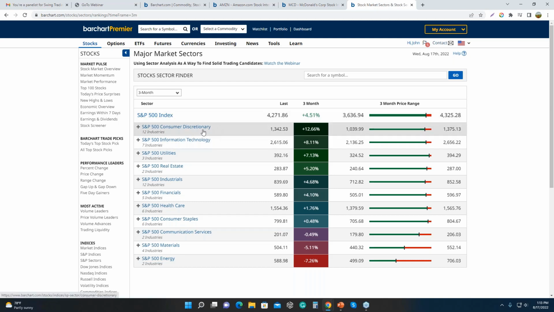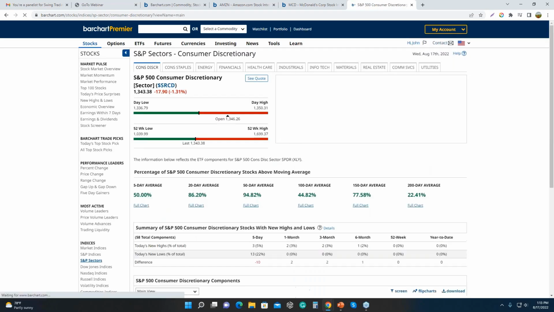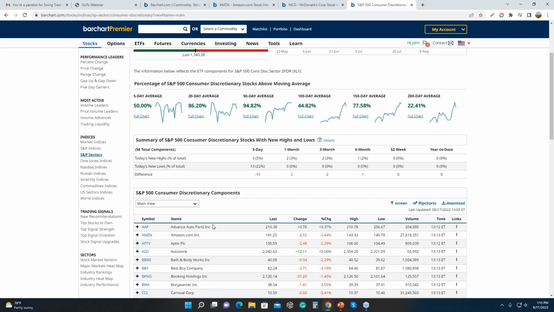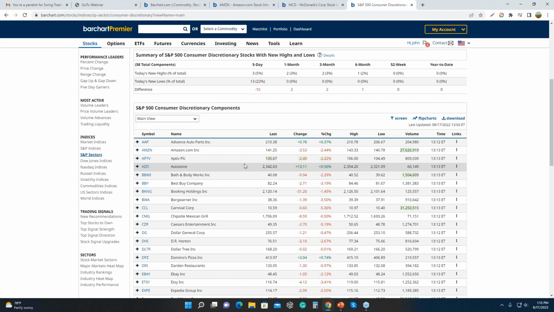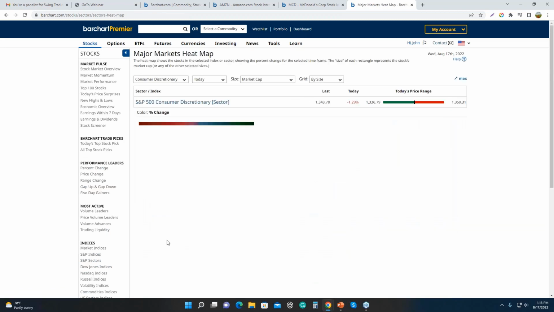So what I notice here is that consumer discretionaries is one of the ones that has outperformed over the last 3 months and over the last month. Now, what I could do from this point is just go into consumer discretionaries and start looking at those candidates that are inside of that sector ETF. But if I wanted to get a little bit more granular, I could go to, let's say, a major market heat map.